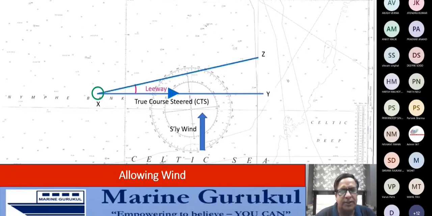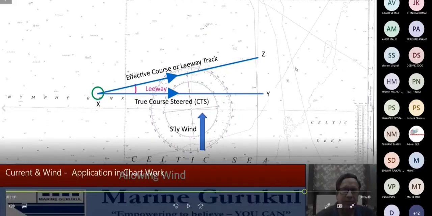And this track XZ that we are getting is the effective course or the leeway track. The magnitude of this leeway track shall be the engine distance, which in the absence of wind was the magnitude of the CTS track. So beta, is this clear?